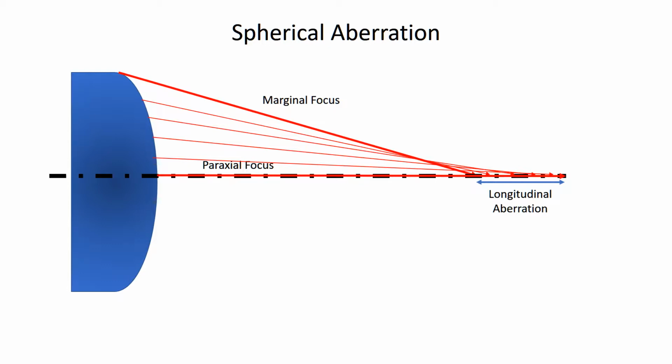Spherical aberration causes the power or focal length of the system to vary with pupil radius. From the diagram, you can see that the marginal focus will come to focus much closer than the paraxial focus. The difference between these two locations is the longitudinal spherical aberration.